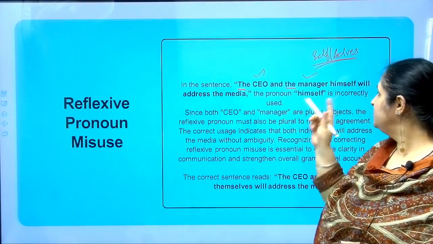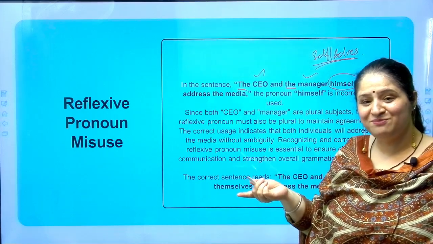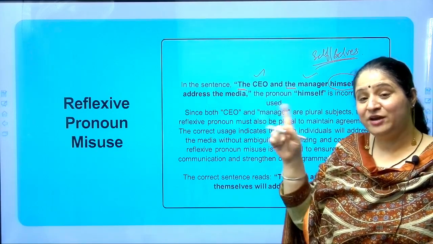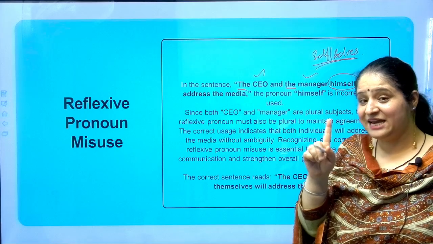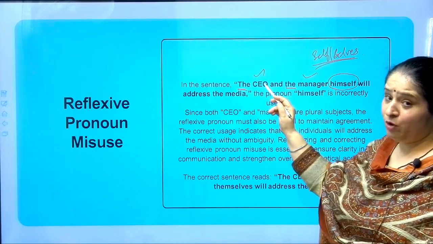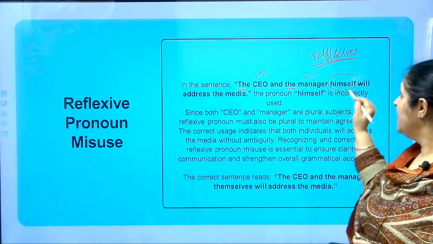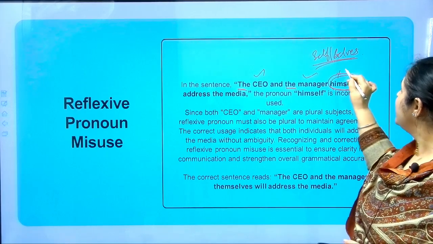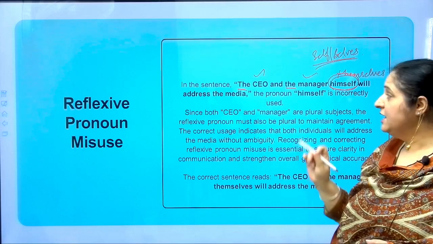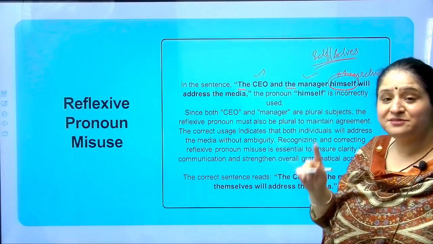So if my subject is plural, the reflexive pronoun I am using also has to be in the plural form, right? Himself तो किसका reflexive form है? He का. और he क्या है? He तो singular है. एक इंसान एक male के लिए use होता है. Are you getting it? But if I'm talking about two males over here, for example, or maybe two persons, it could be females also. So I say the CEO and the manager. Then instead of himself, I would say themselves. Right? So the correct sentence should read, the CEO and the manager themselves will address the media.